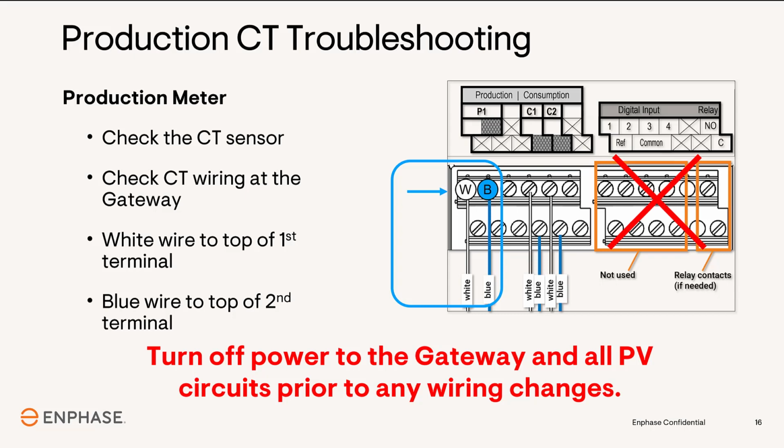If the CT wiring is correct and the CT sensor is correct, you most likely have a phasing issue, and you'll need to use your voltmeter and start testing to find the source of the phasing issue. Learn how to check your phasing by watching the CT Essentials video in the Enphase University.